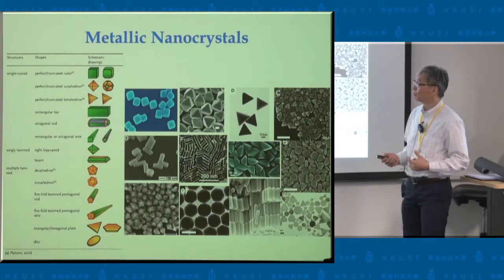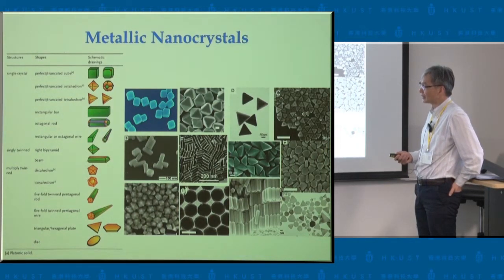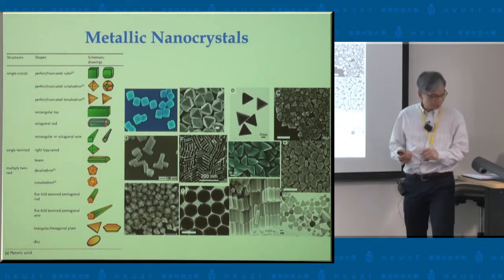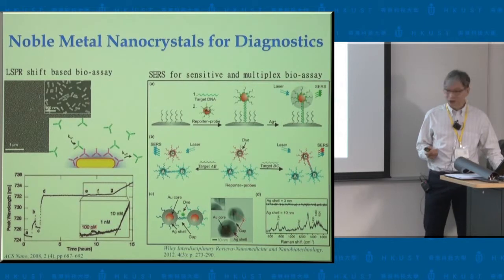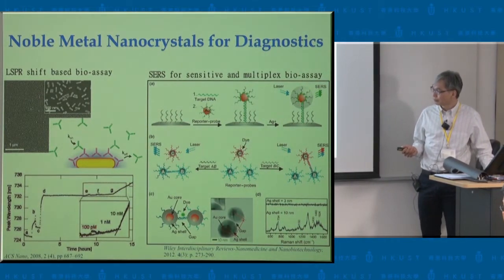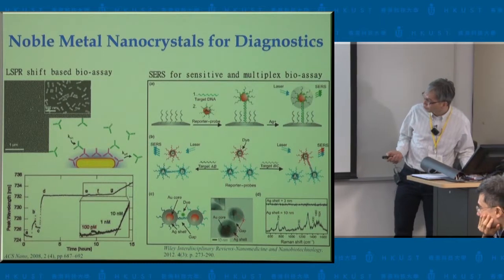Then we move on to metal nanocrystals, and this is a summary of what people can make these days, all kinds of shapes and sizes. And then you can functionalize them, and through that you can do biodetection. You have just rods or particles or even core shell.